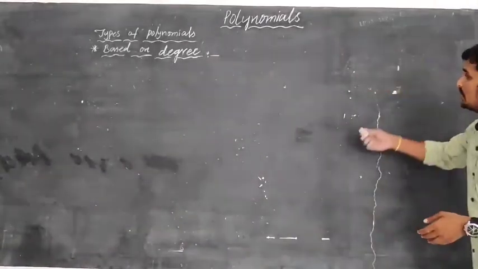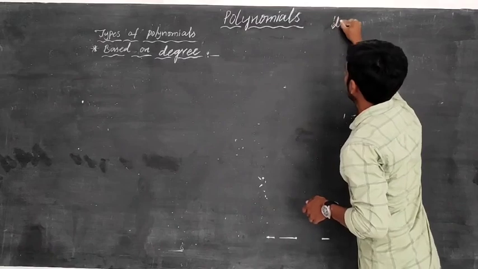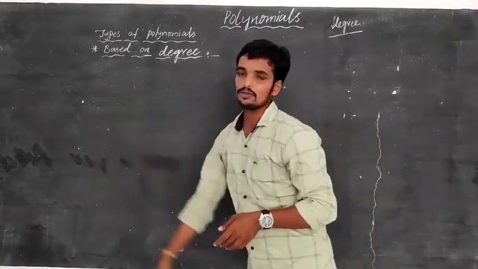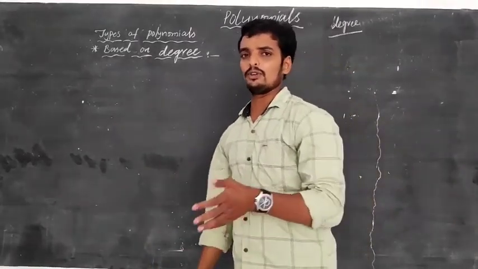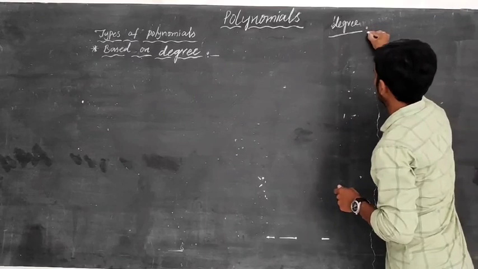First is the degree. If you don't know the degree, you can write the notes for degree. Keep the heading and write it. If you know the definition of the degree, there is no need to write; you can move directly to the topic. Degree, for example, I will explain.